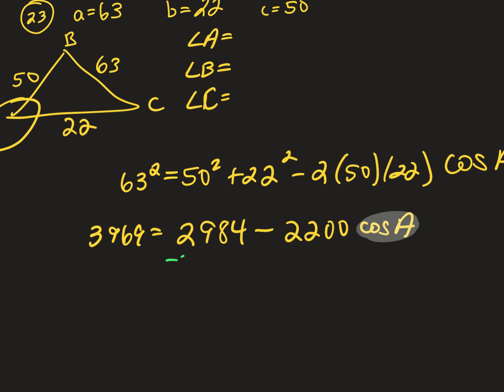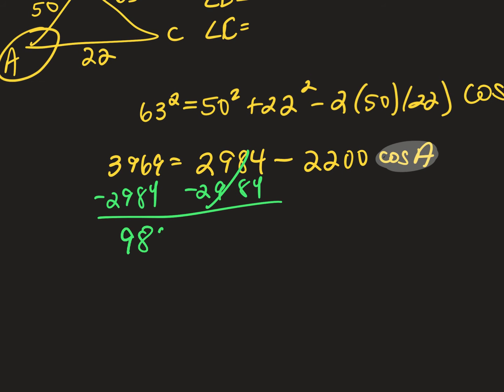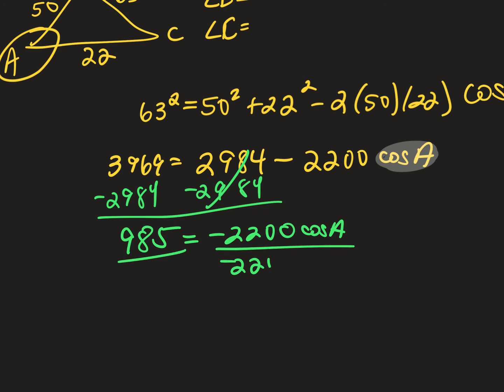We're going to subtract 2984 from both sides. Minus 2984. So what's 3969 minus 2984? 985, yep. So 985 equals negative 2200 times the cosine of A. What do I do now? Divide both sides by negative 2200.